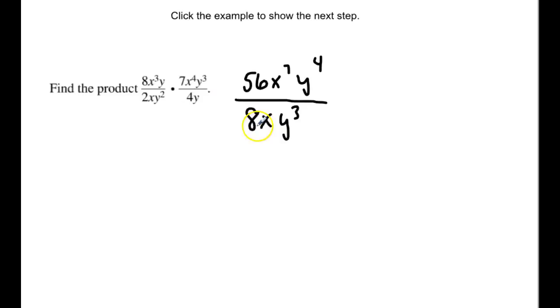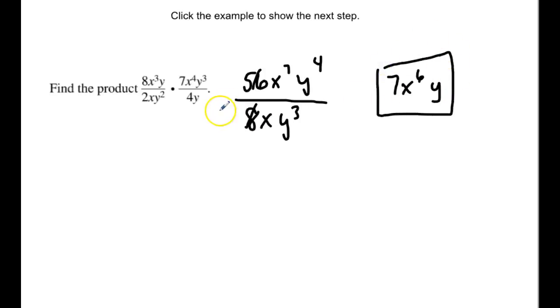So now I have to simplify. And I want to look at each piece individually, right? So I know that 56 divided by 8, that one actually divides out evenly. So I can go ahead and cancel that out, and this becomes a 7. I see I have 1 x in the denominator, and I have x to the 7th in the numerator, so that leaves me with x to the 6th in the numerator once I've done simplifying and canceling out. I have 3 y's in the denominator and 4 in the numerator, so that leaves me with 1 y in the numerator. So here is my final simplified answer once I've multiplied.